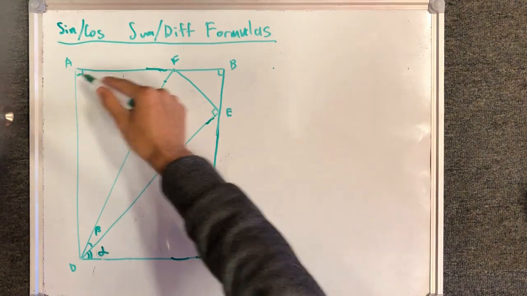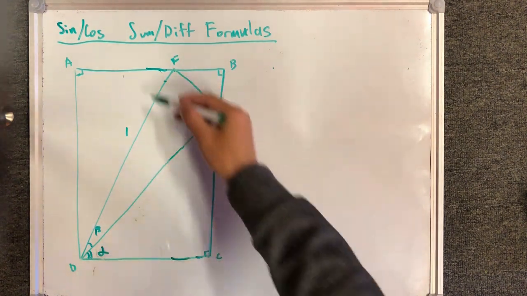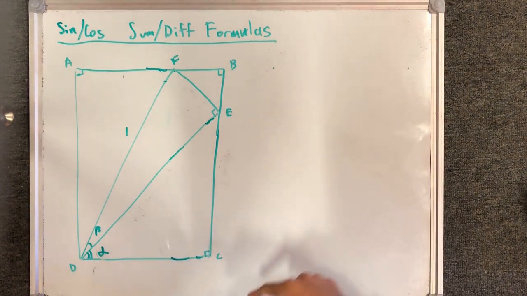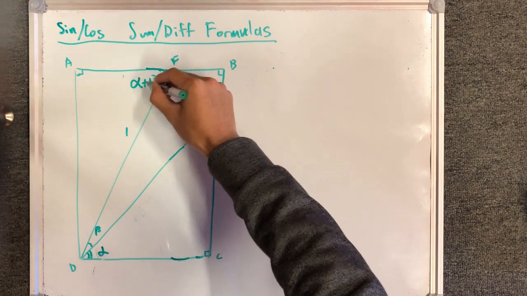So AFD should be the same as FDC because these two are alternate interior angles, with AB being parallel, DC being parallel, DF being the transversal. So therefore AFD must be alpha plus beta.